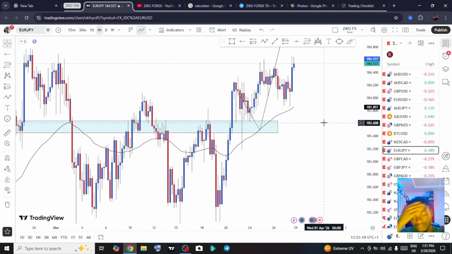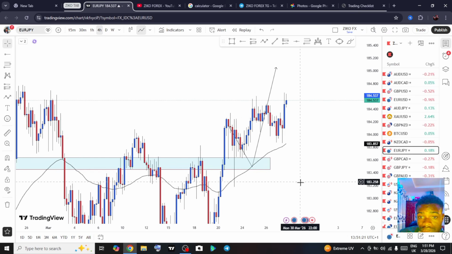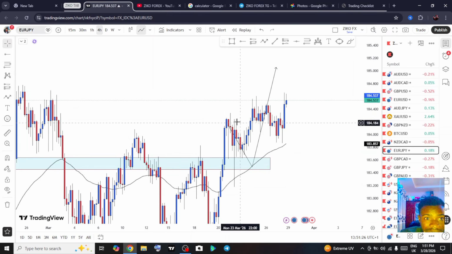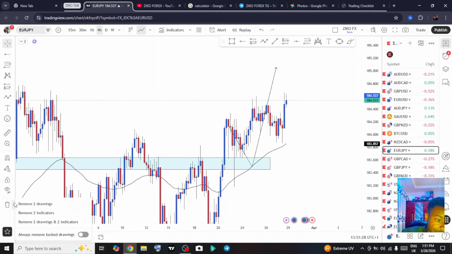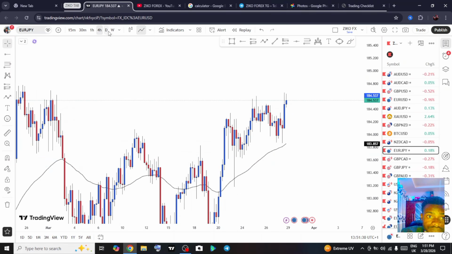All right, let's see what we got here. So last week, I think we were calling for a retracement back into the area to buy. Seemed like that happened, but this is a new week. Let's see what we got. So daily time frame, let's see.